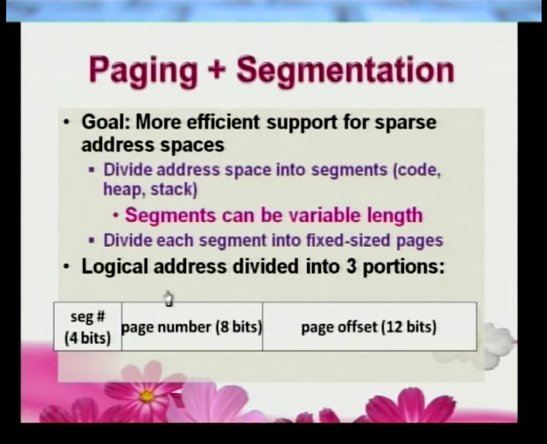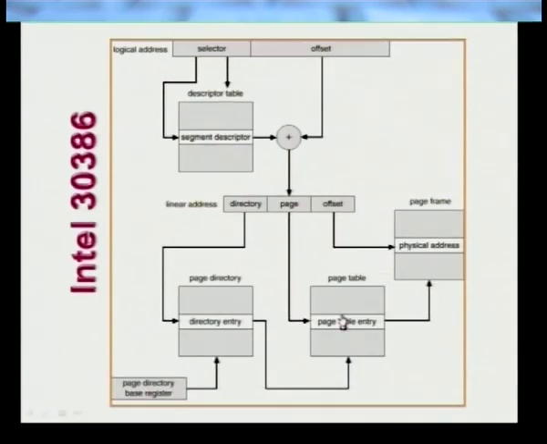Therefore, in this combined scheme, the logical address is divided into 3 portions: segment number, page number, and page offset. This is how the mechanism would work. The logical address generated has the segment number and page number as a combined area and the offset as another area. We call the combination of P and S a selector. The selector loads the descriptor table, and in the descriptor table the entry of the selector is identified. The entry gives you the segment descriptor. Remember, there would be many segment descriptors available in the descriptor table.